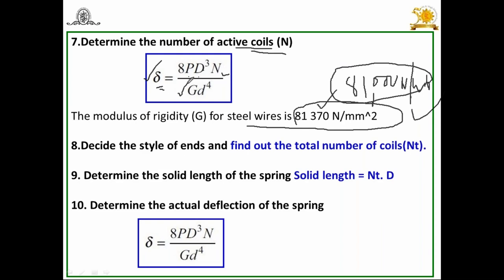So you can substitute G. d you already know very well, you have calculated it by using the earlier equation. You know P, you know D and delta. The first step, you should know the P and delta.